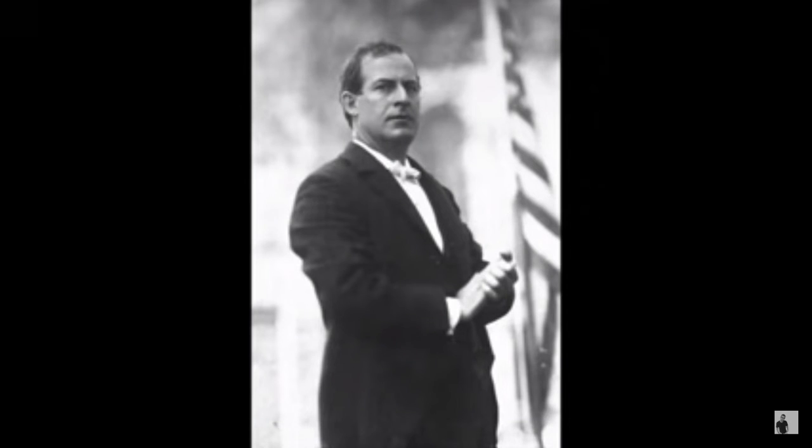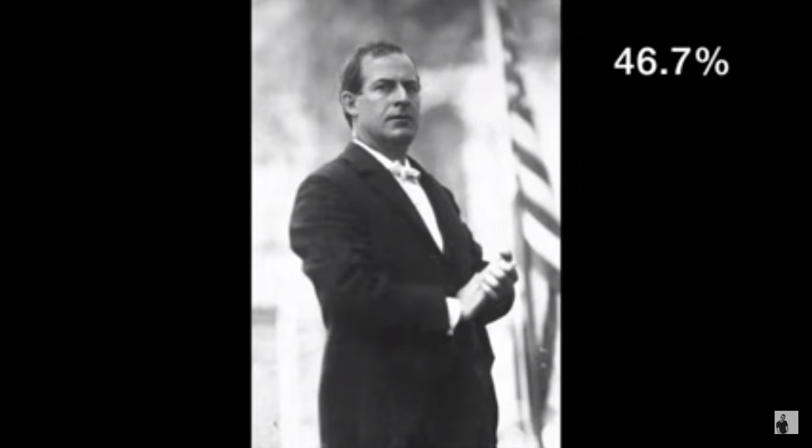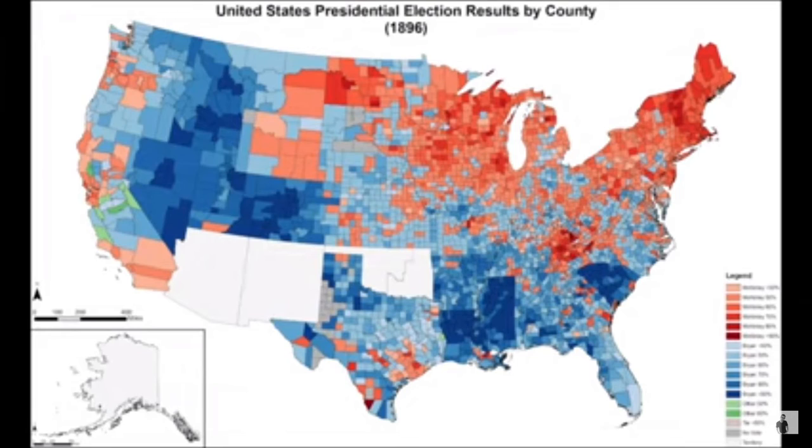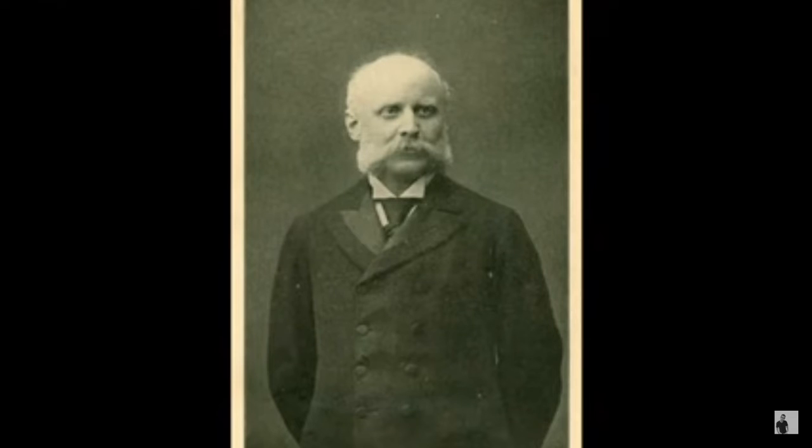William Jennings Bryan received 176 electoral votes and 46.7% of the popular vote. He particularly did well with farmers in the South, West, and Midwest. John Palmer finished third with just under 1% of the popular vote. Joshua Levering finished fourth, just over 3,000 votes behind Palmer. Garrett Hobart became the 24th vice president in American history.